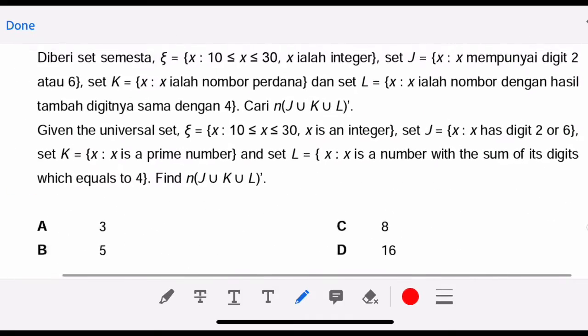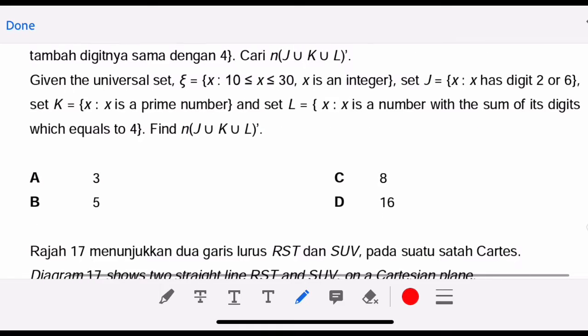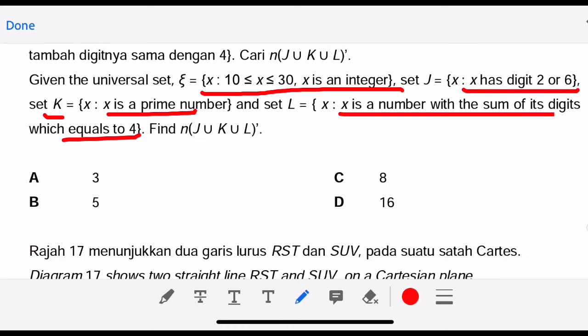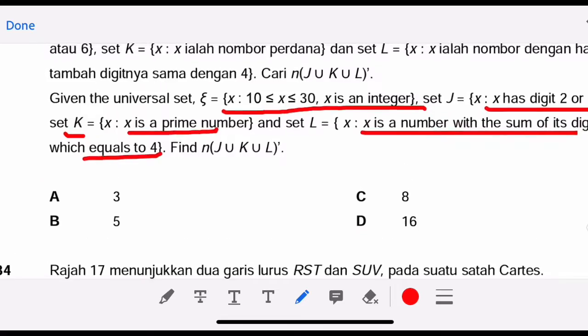Alright, so for the next question 33, given that the universal set is from 10 to 30. So you can list out if you want the universal set. And J has a digit 2 or 6. K is a prime number. Then L is a number with sum of digits equal to 4. So we want J union K union L prime.